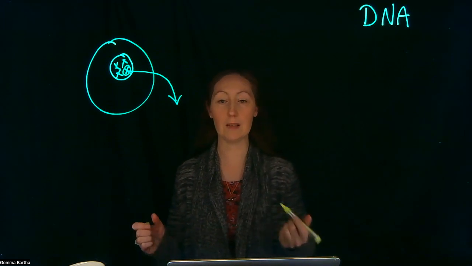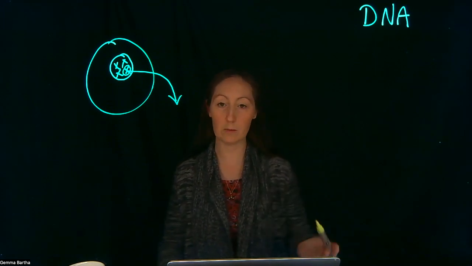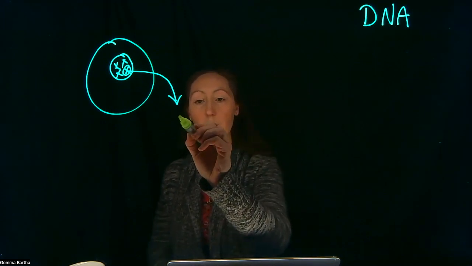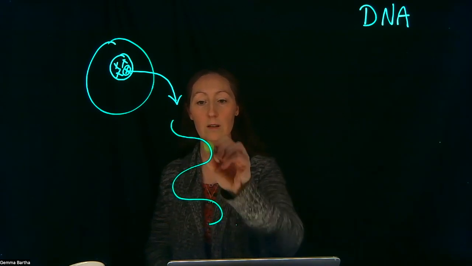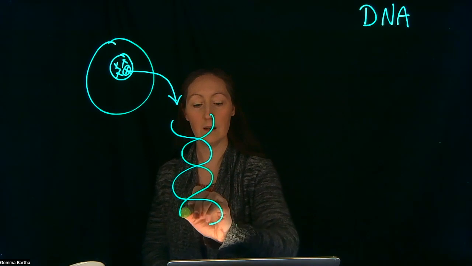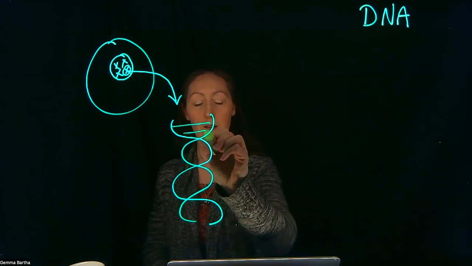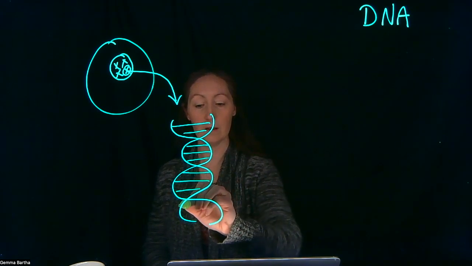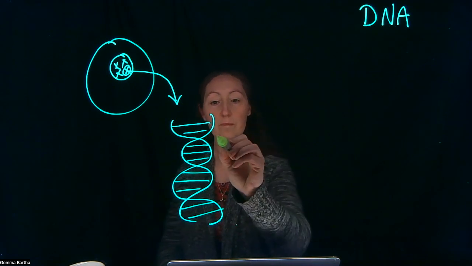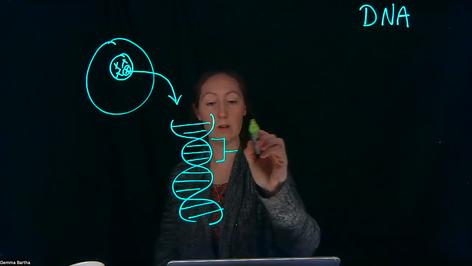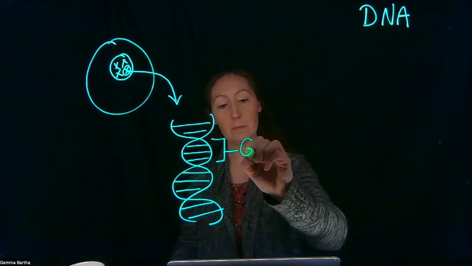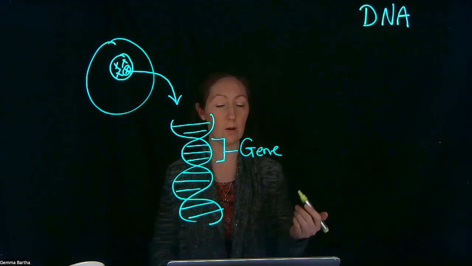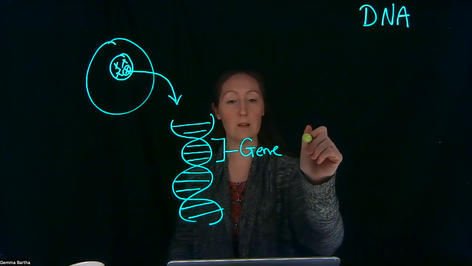And what do we know about DNA? So we know from the macromolecules lab that it is a nucleic acid, and it is double helical. And so if we were to draw our DNA, it has this helical structure, just like that. And if we were to look at just a portion of the DNA, let's say this could be our gene. And so these genes will then code for something, and we'll talk a little bit about that in a different video.